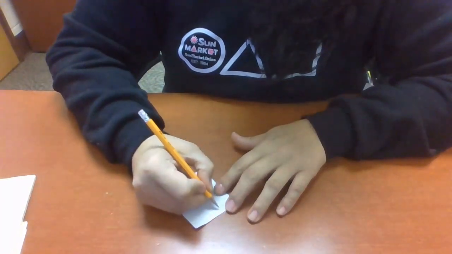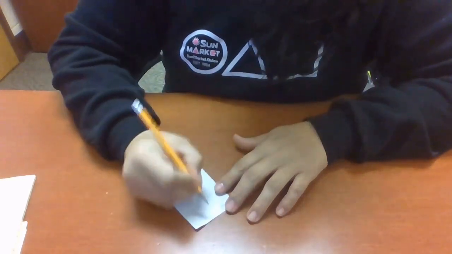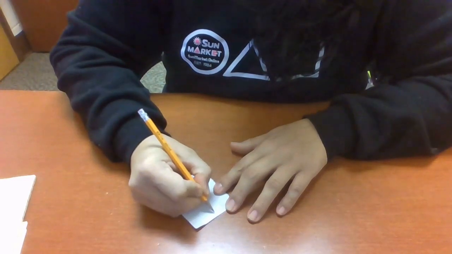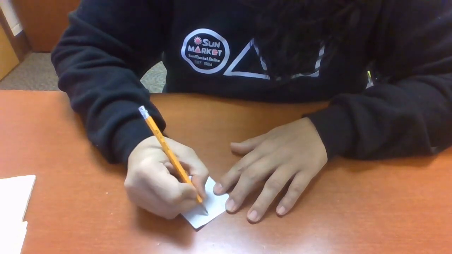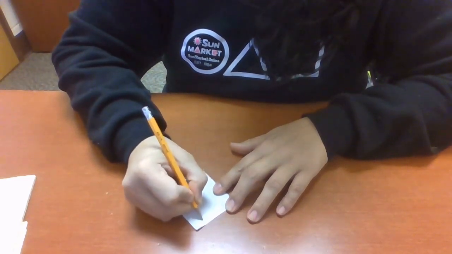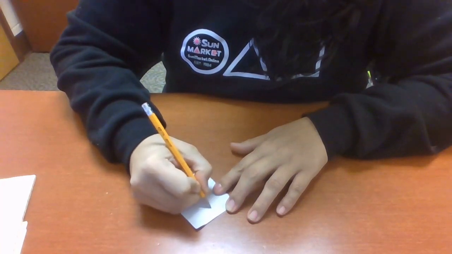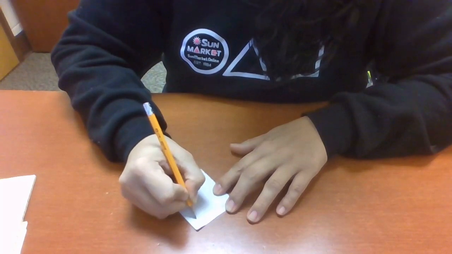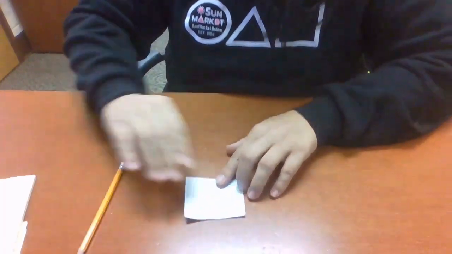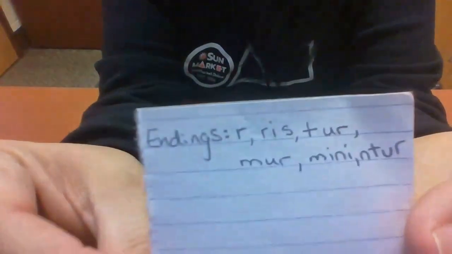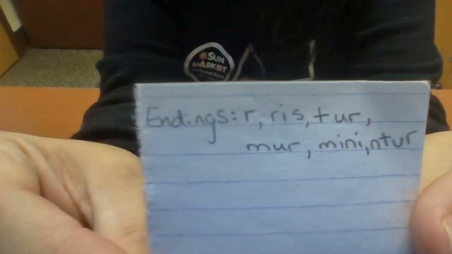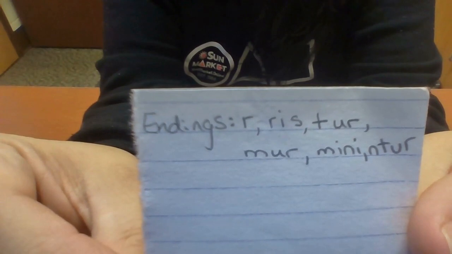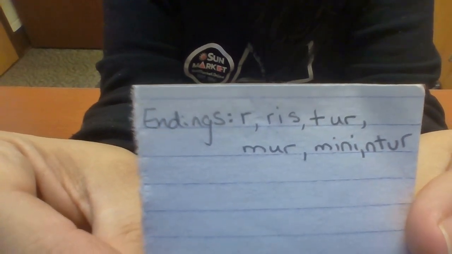Okay, so hey, just to get your attention. Passive voice, hey. And then the endings are r, ris, ter, mer, mini, unter. Okay, so go ahead and write that down. Hey, r, ris, ter, mer, mini, unter. It's the passive voice, Bellator's choice.